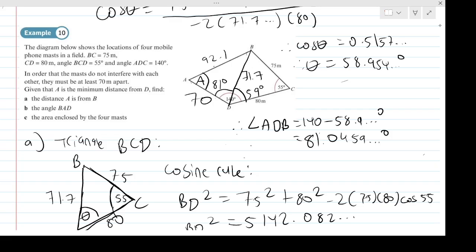I don't see a more efficient way of cutting down the working. So we'd have to reuse the numbers, right? And they're really awkward and large decimal numbers. So we did need to store quite a lot of numbers in my calculator there.